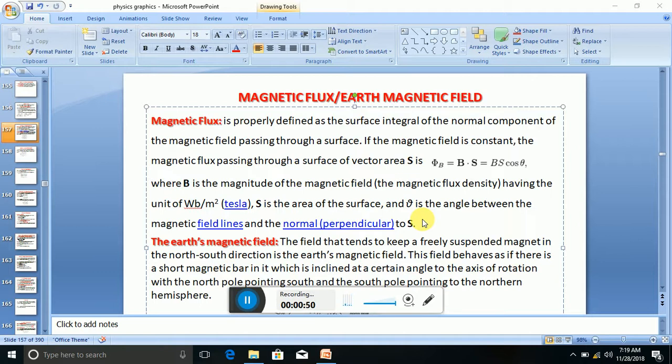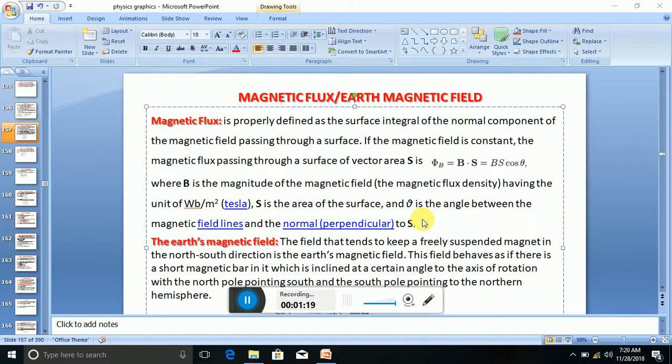where B is the magnitude of the magnetic field, the magnetic flux density, having the unit of Weber per meter squared or Tesla. S is the area of the surface, and theta is the angle between the magnetic field lines and the normal perpendicular to S.